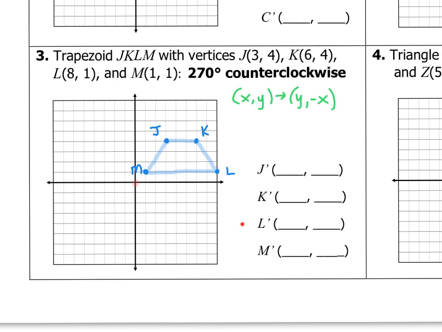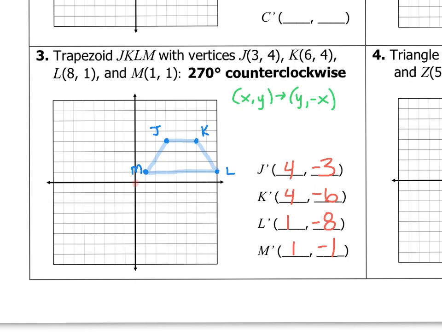So I like to start off here, find my coordinates. My J was (3, 4), so my new J prime will be (4, -3). I'm flipping it, I'm negating my x value. K prime is going to be (4, -6). L prime is going to become (1, -8). And then M prime is going to become (1, -1). So you can go ahead and graph those.